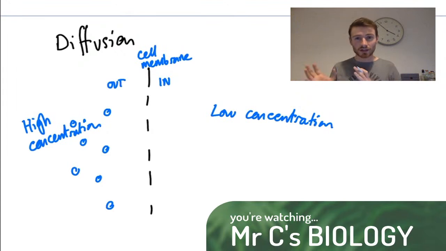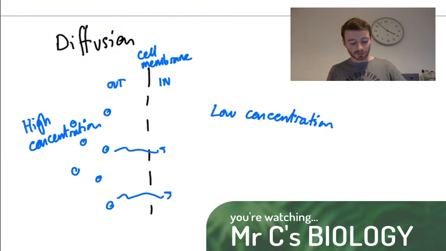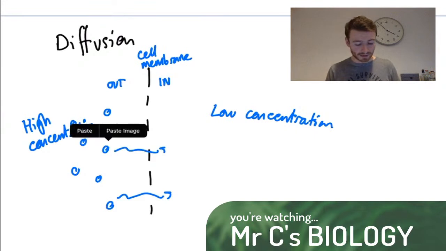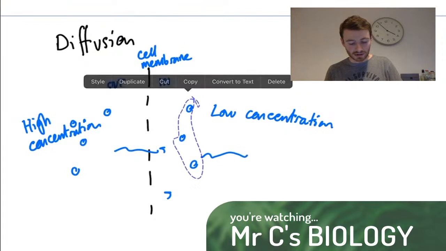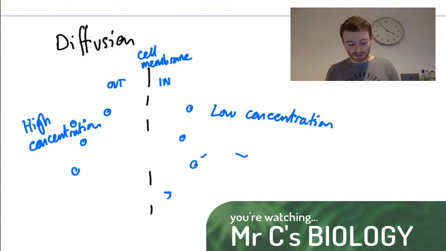So they're moving from this high concentration to a low concentration, and they're going to keep on moving until we've got roughly the same amount on both sides. I've drawn six molecules, so what will end up happening is that we will probably move three on average to the other side. I think there might have been a fourth one, but roughly it evens out on both sides.